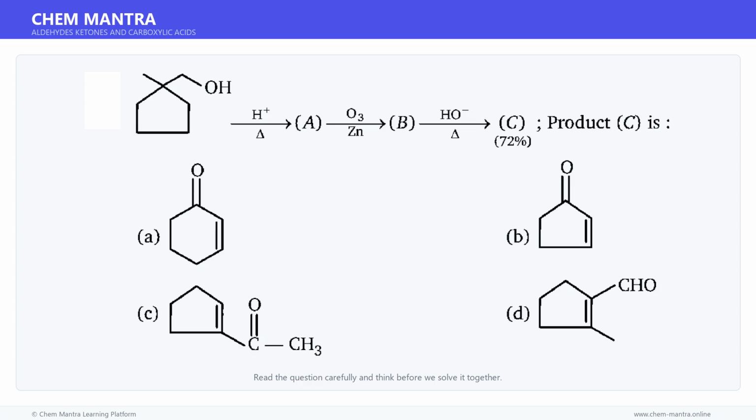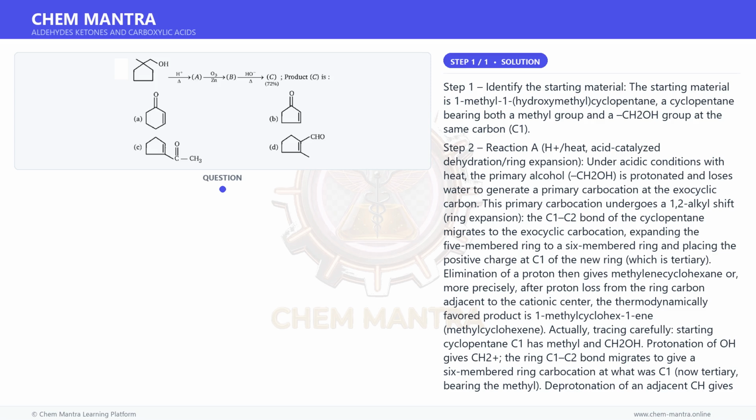Here is a question. Read it carefully and think about the answer. Let us solve it step by step. Let us begin solving this step by step. Step 1. Identify the starting material. The starting material is 1-methyl-1-hydroxymethyl cyclopentane, a cyclopentane bearing both a methyl group and a CH2OH group at the same carbon, C1.